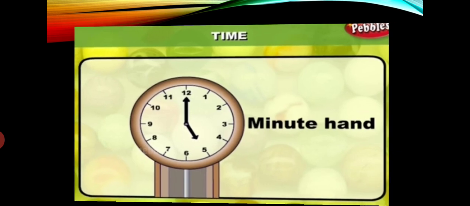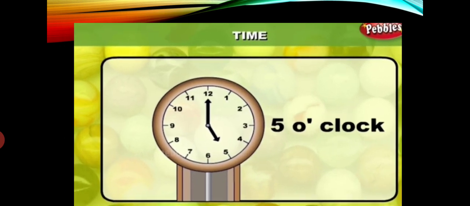Now you can see what is the time in this clock. Read the time which is given in this clock. Yes, it is 5 o'clock. When the minute hand is at 12 and the hour hand is at 5, the time is 5 o'clock.